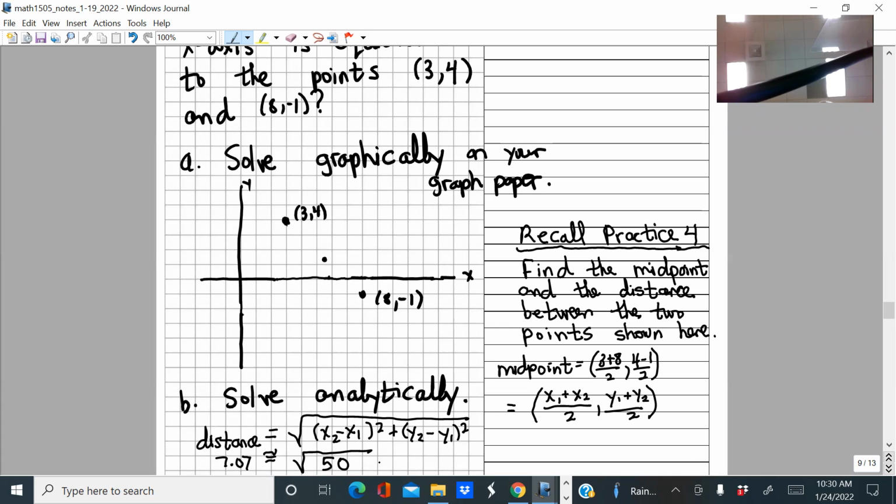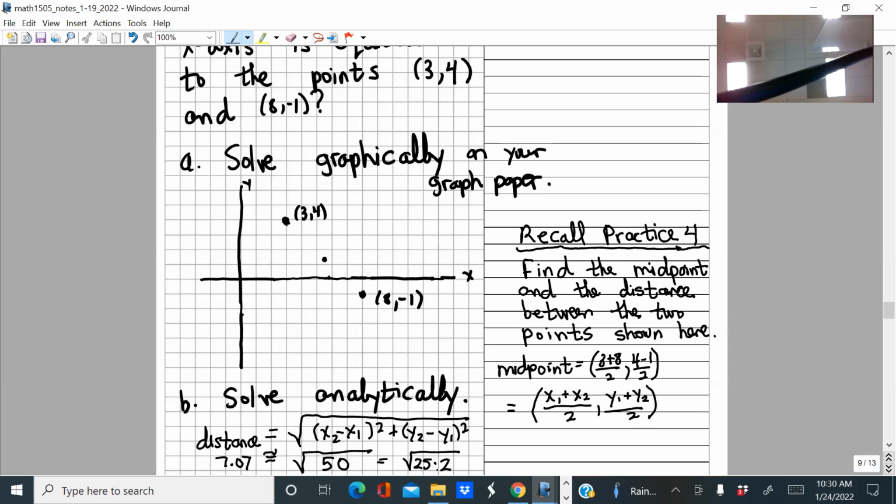But let me show you what you can do. You can write the 50 as 25 times 2. Now, that's not always helpful to do, but in this case, it is helpful. Of course, you can also write it in other ways as well. 5 times 10, for instance, is also 50.